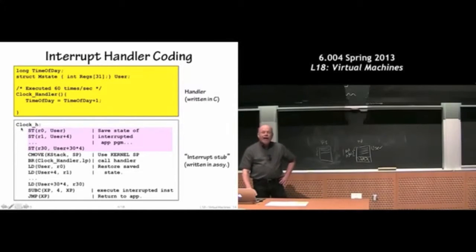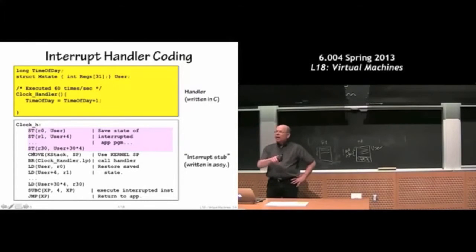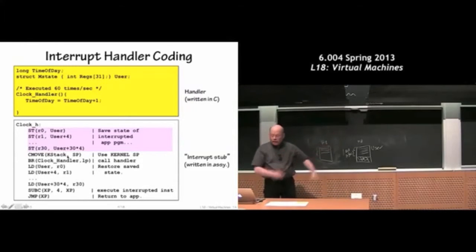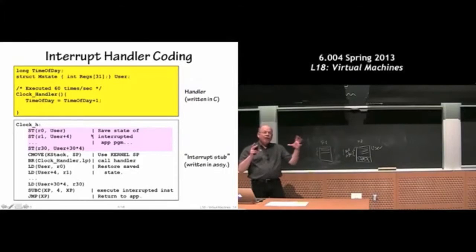So here's the clock handler. This is the code that gets run when the timer interrupt goes off. The first thing we can see is it carefully copies all the hardware registers into this user data structure. Everybody see where this is? We're taking the contents of each of the hardware registers and copying it into this array. So now the kernel code is allowed to use the registers.